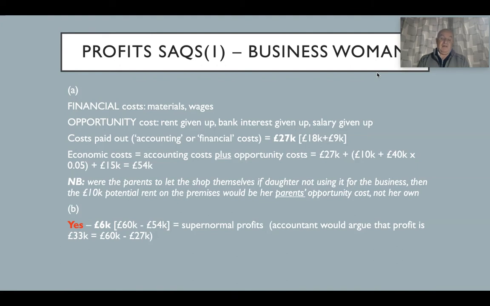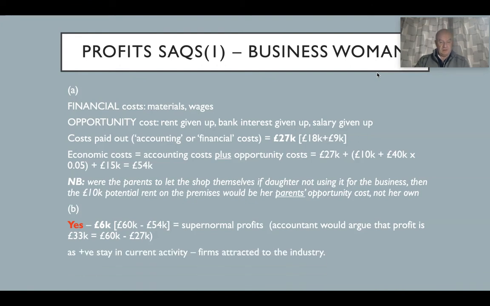Now, if we were an accountant, if you remember the chart that we were just looking at previously, in that situation we would actually be making a significantly larger amount of profit, so the accountant would be saying that we've achieved £33,000 worth of profit. So £60,000 worth of turnover, take away the cost paid out of £27,000. Okay, so that's the first question answered.